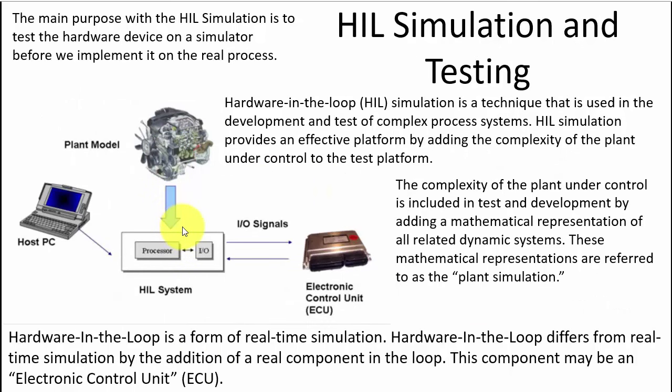Here we see an example. Here we have a model of the plant, here we have the electronic control unit, the ECU, and here we have our hardware-in-the-loop system. Hardware-in-the-loop is a form of real-time simulation. It differs from real-time simulation by the addition of real components in the loop. So you use the real component to control a mathematical model of the plant or the process.